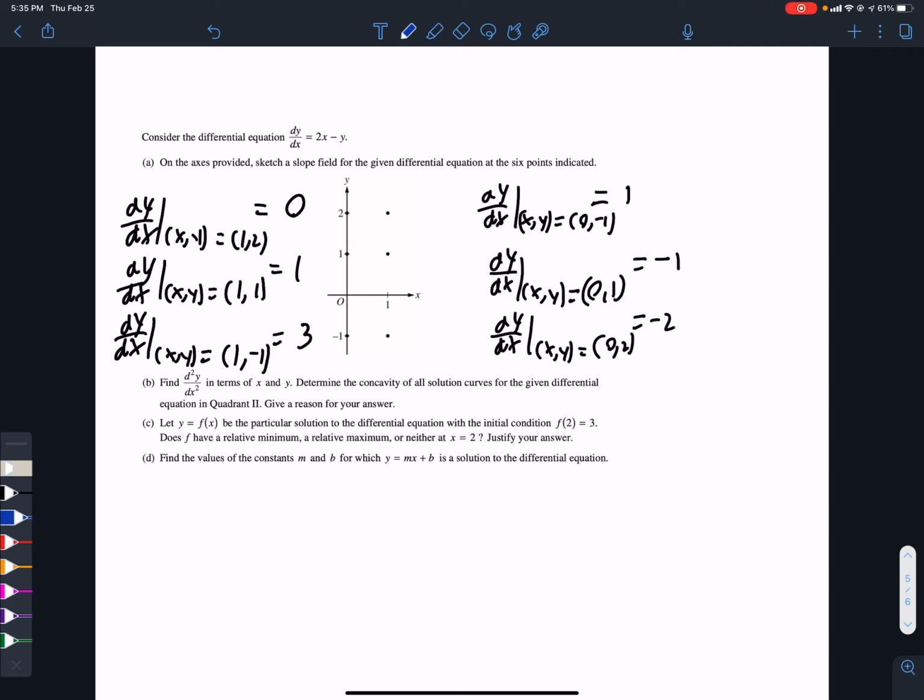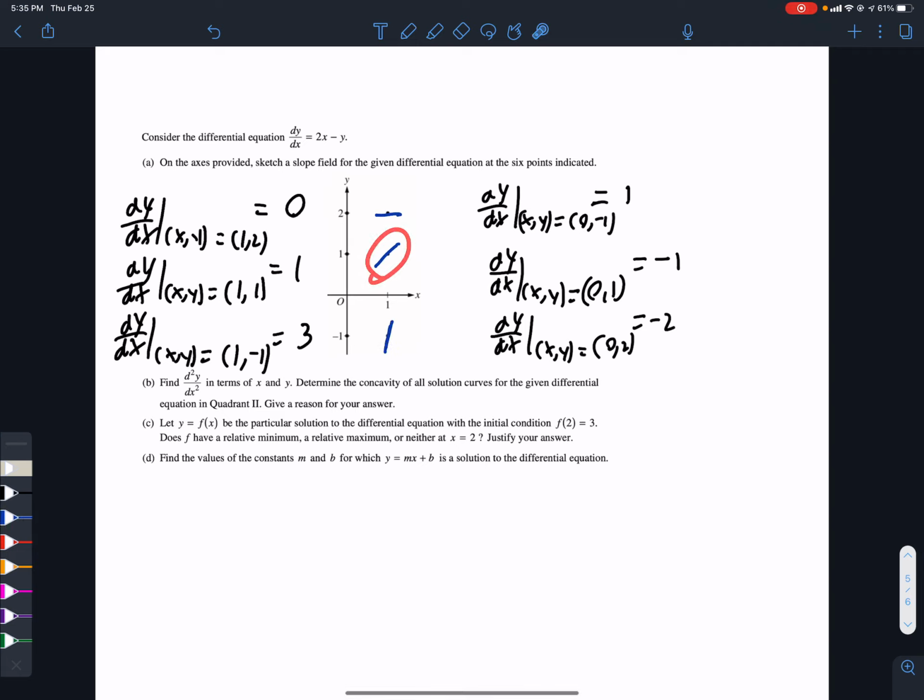So at 1 comma 2, the slope is 0. So I do a 0 slope. At 1, 1, the slope's 1. So I draw a line with the 45 degree. That's pretty darn good. And down here, the slope's 3. How do I draw a slope of 3? I just have to make it really steep.